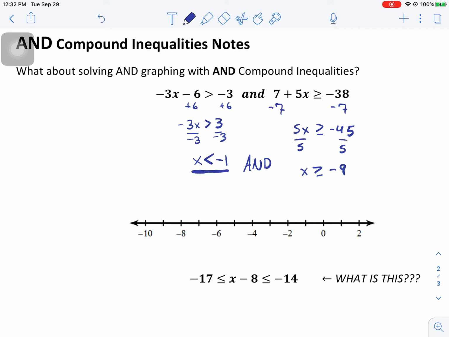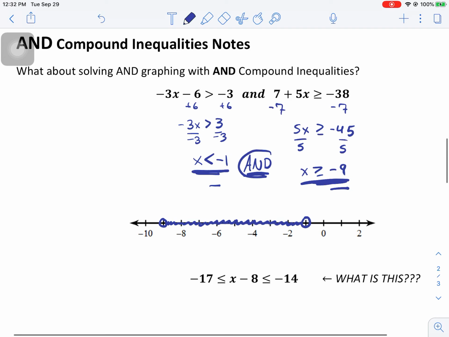So this is saying x is less than -1. So we go to -1, and our line will be going to the left here. And our x has to be greater than -9. So at -9, we go up. Okay? Because x has to be less than -1 and greater than -9, that means it must be in between those two values. So then the shaded area is the section in the middle.